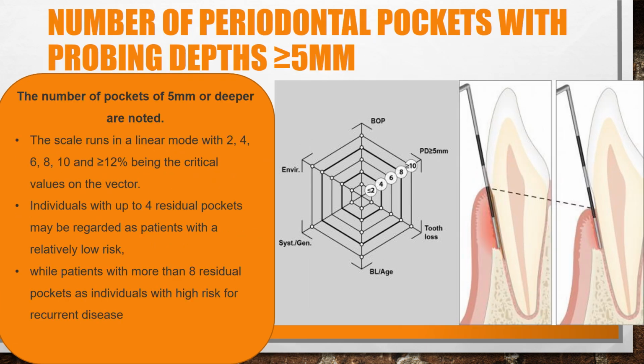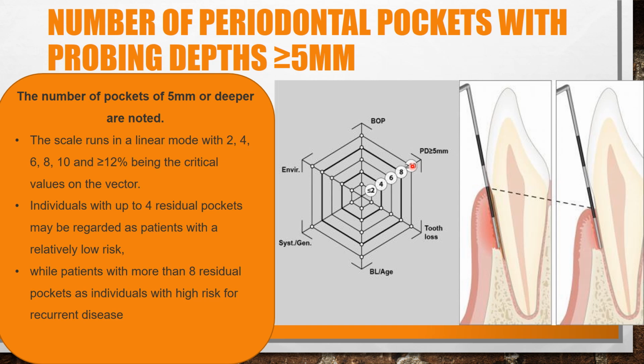Coming to the next factor, that is the number of periodontal pockets with probing depths greater than or equal to 5 mm, that is the pocket depth, which indicates future attachment loss. The numbers are given in a linear fashion, the even numbers 2, 4, 6, 8, 10. It is not the number of teeth, it is how many periodontal pockets are there with greater than or equal to 5 mm.